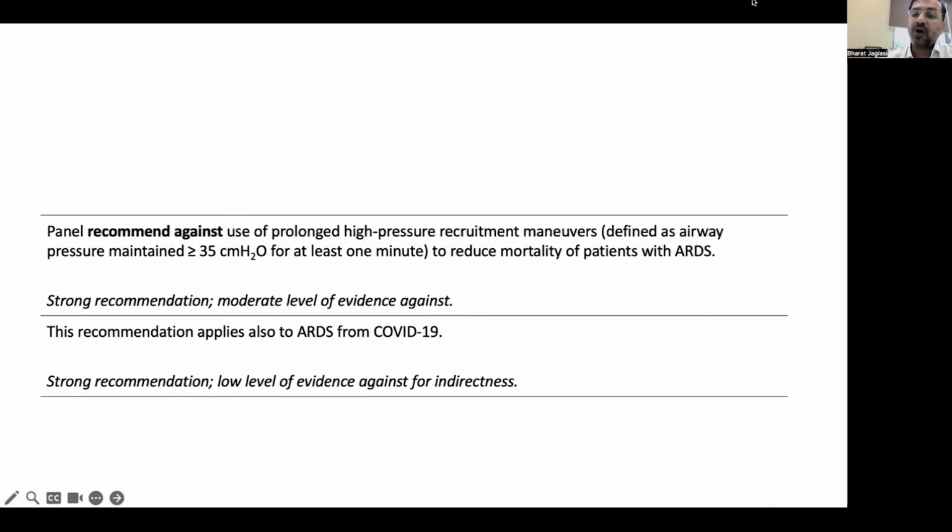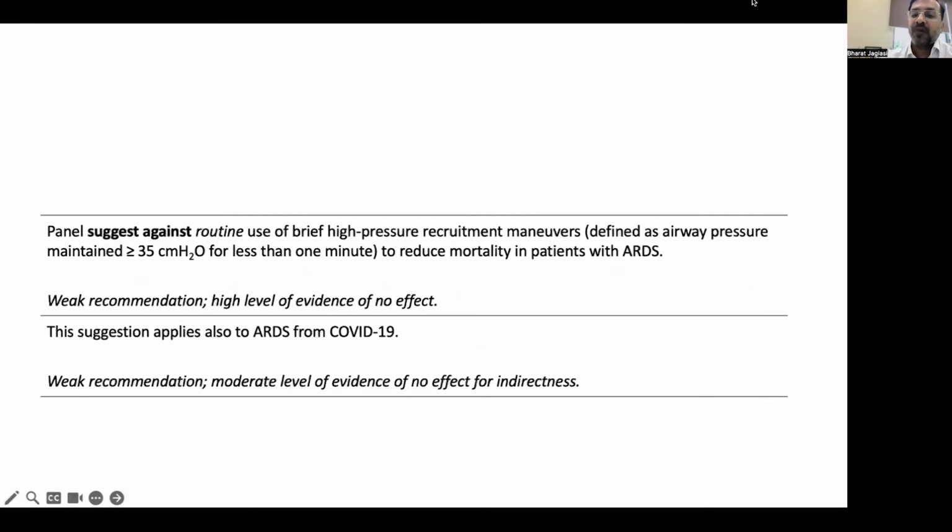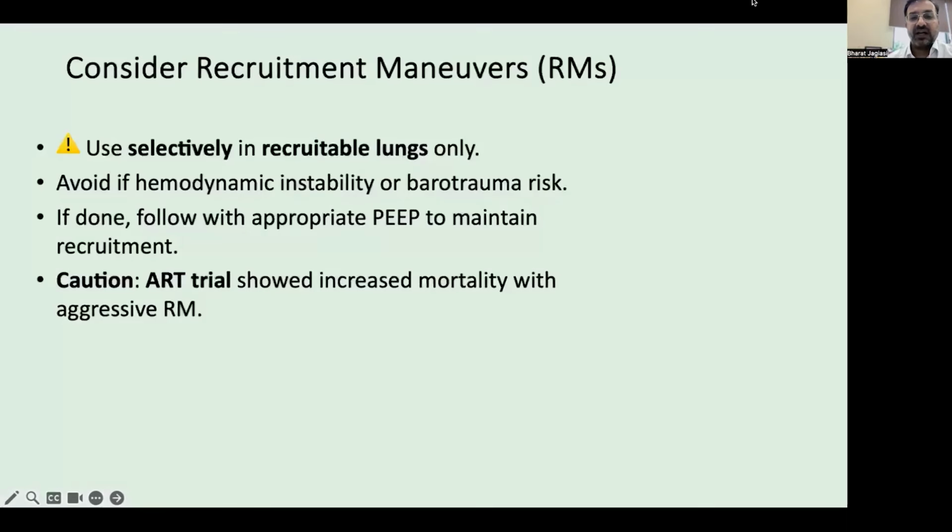When we talk of prolonged, that means more than 1 minute of high-pressure recruitment maneuvers to reduce mortality of patients with ARDS. And the same is true for brief high-pressure recruitment maneuvers. Brief is when it is less than 1 minute. So the panel does not recommend routine use of prolonged or brief high-pressure recruitment maneuvers to reduce mortality in patients with ARDS. Since they do not recommend it routinely, we do it selectively in recruitable lungs.